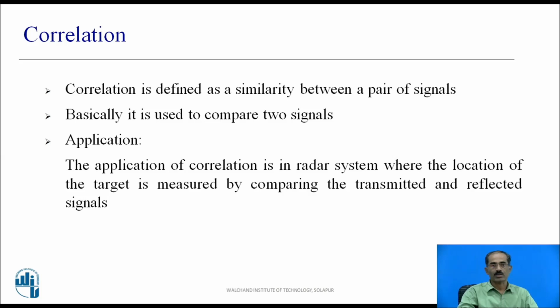Its application: the application of correlation is in radar system, where the location of the target is measured by comparing the transmitted and reflected signals. You transmit a signal from the transmitter, it reaches the receiver and it hits back the signal, and those two will be compared. Then you can identify the distance between the transmitter and receiver. This is one of the important applications of correlation.